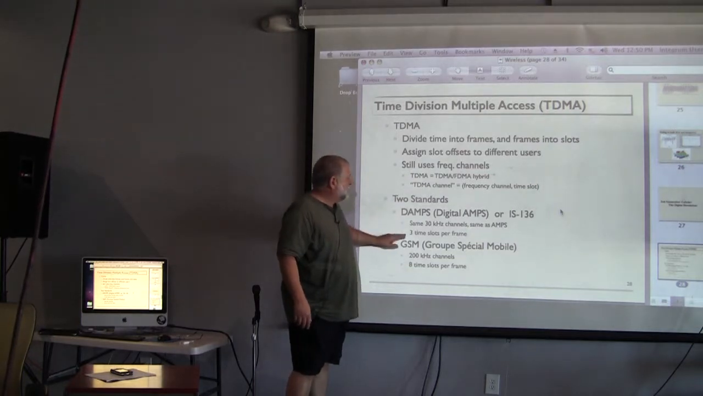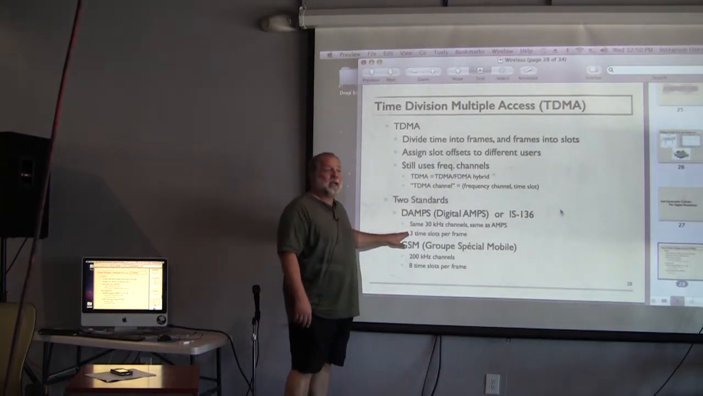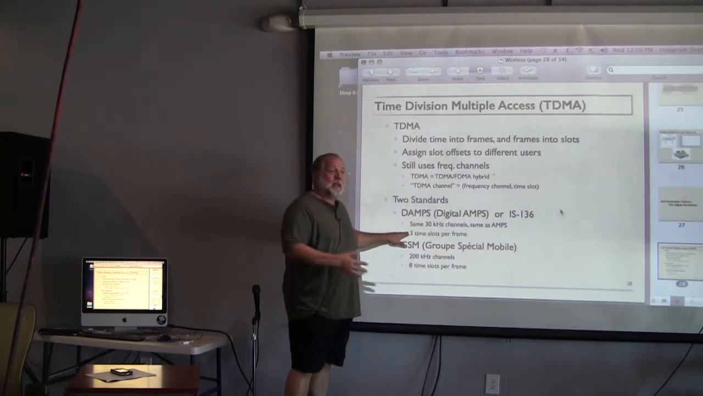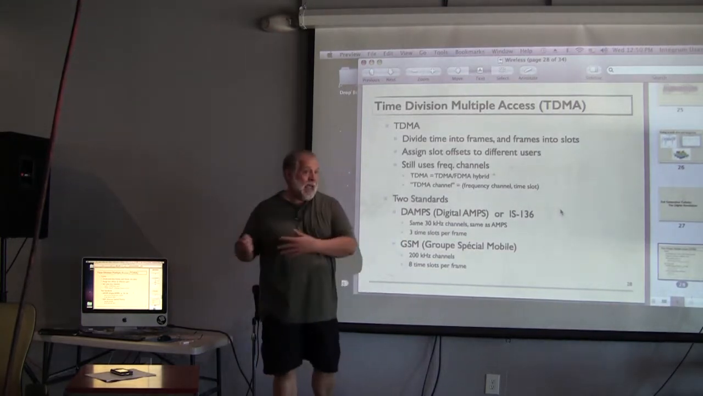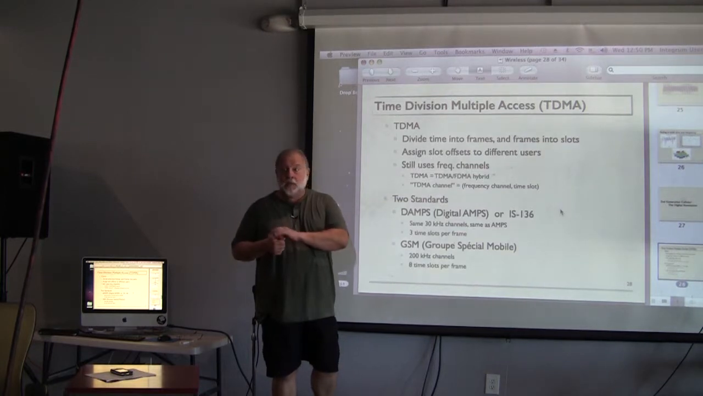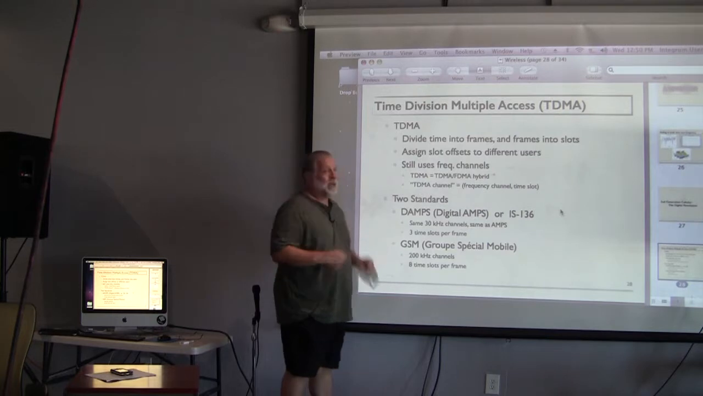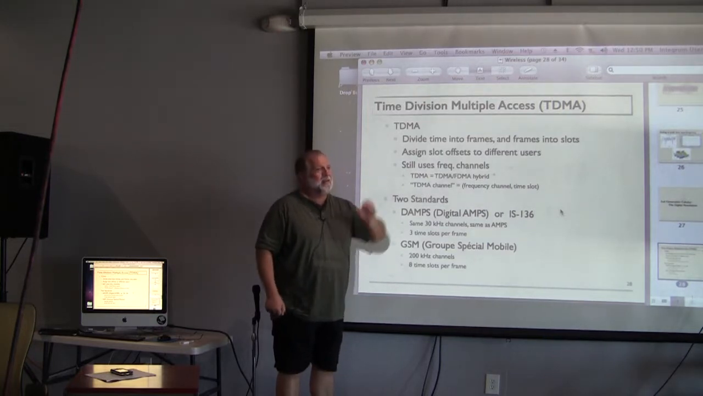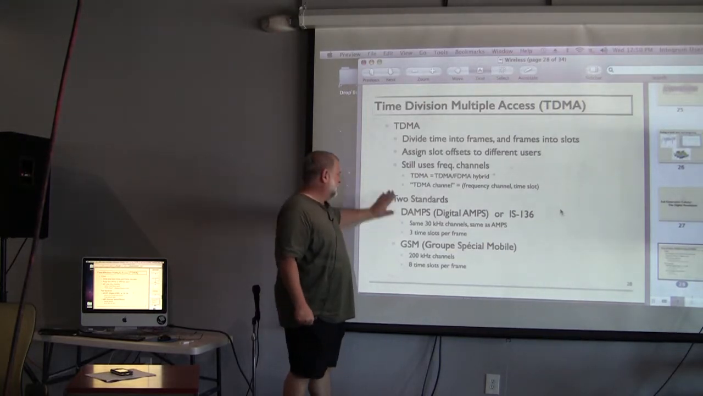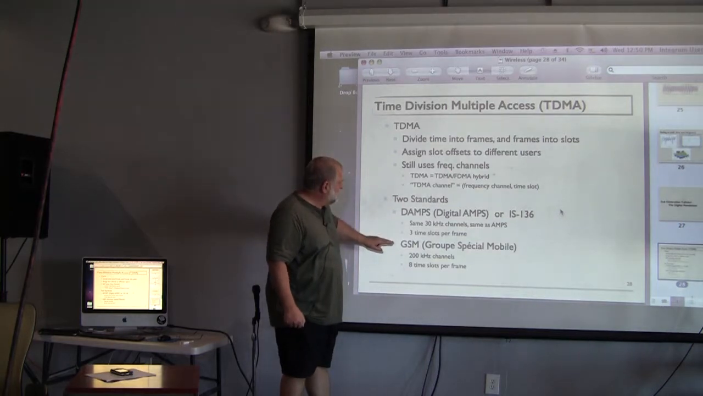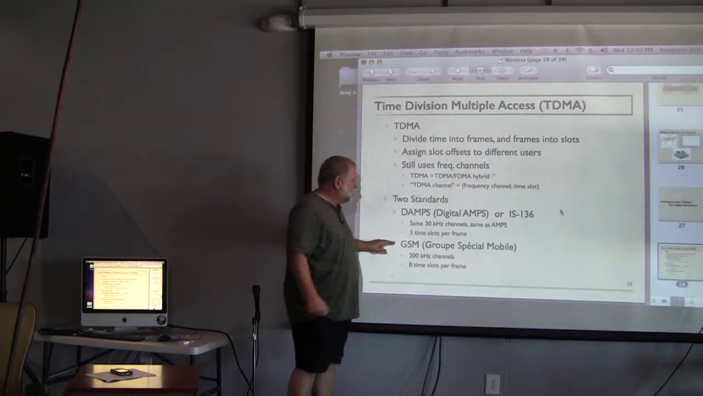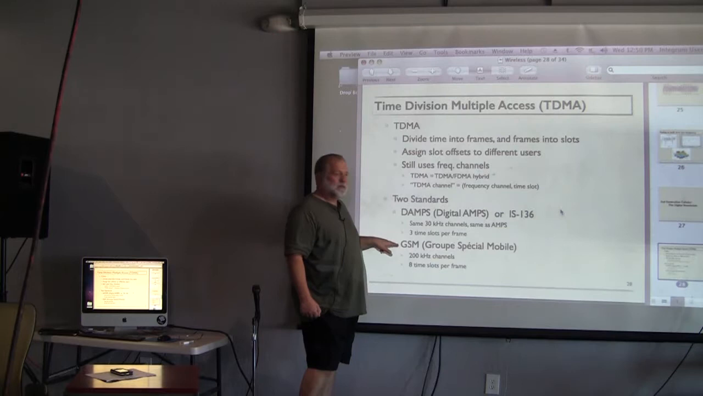It used the same bandwidth, but it used 3 time slots per frame. So in principle, it had 3 times as much capacity as AMPS, because for an AMPS telephone call, you're giving the user the frequency channel continuously. And for the digital AMPS, the TDMA, you're giving it just 1/3 of the time.